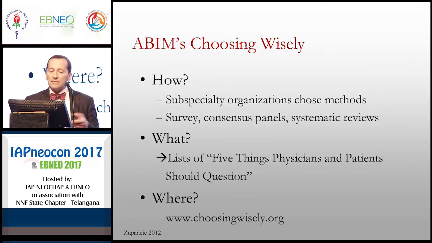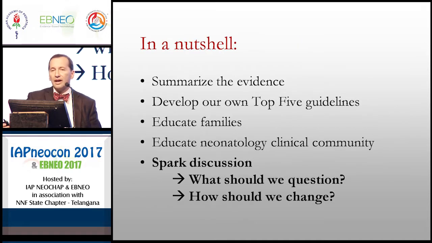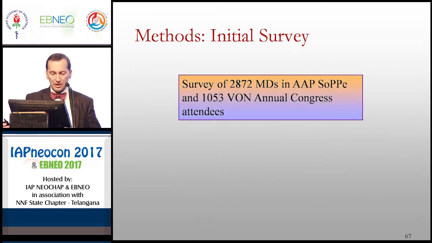They let subspecialty organizations like cardiology and pediatrics and so on choose methods. They could be consensus panels, surveys, systematic reviews, but they should generate lists of 5 things each that physicians and patients should question. You can find many of these lists on this website, choosingwisely.org. And the idea was basically to use those at a national level to undertake QI projects.